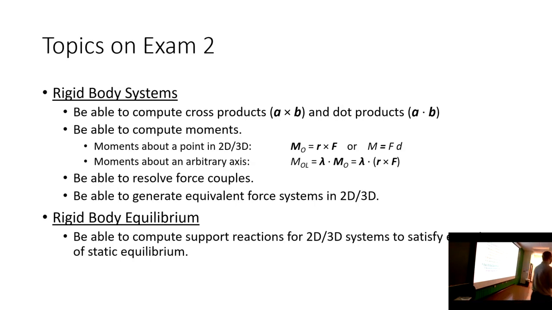So take a bunch of couples and resolve them into a single vector. And make sure that you can generate equivalent force systems in 2D or 3D. Take a bunch of forces and change them into a single force and a single moment, or a single force at a given point. So that's everything with rigid body systems. And with rigid body equilibrium, what we're talking about there are support reactions. Make sure that you can compute support reactions in 2D and 3D.